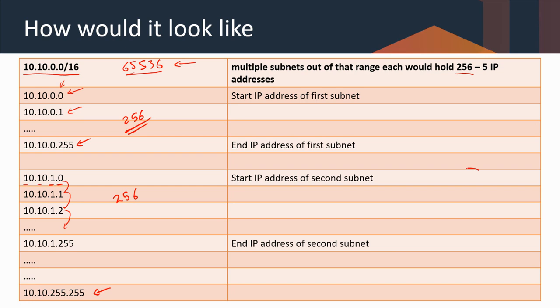So imagine that we have a large cake, and then we take that large cake and slice it into smaller pieces. Each of those pieces is actually going to be 256 IP addresses out of the overall cake, if you want to call it like that.